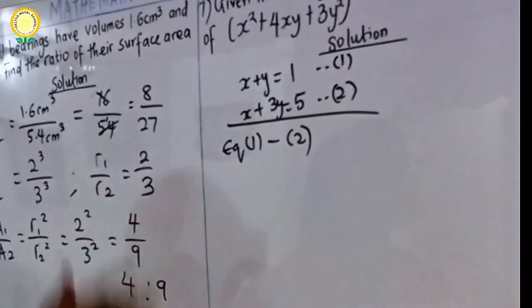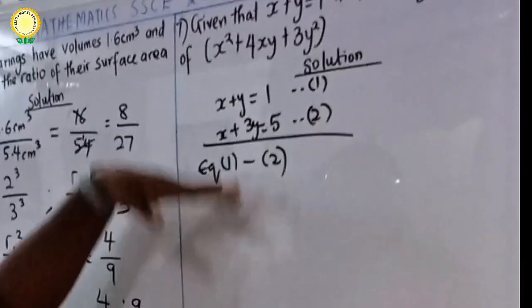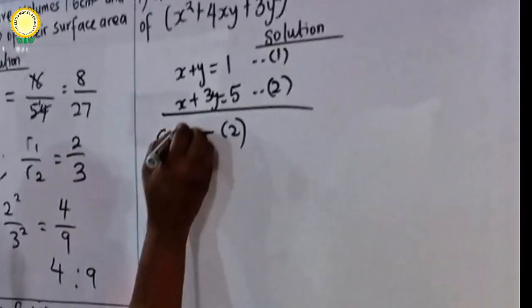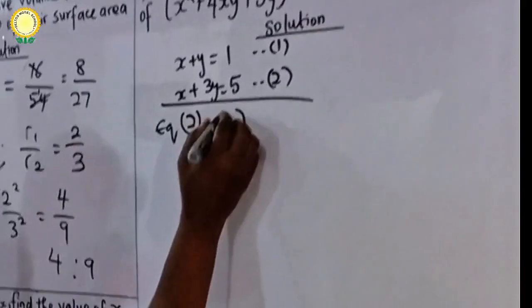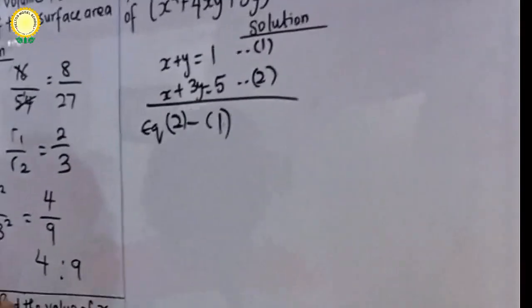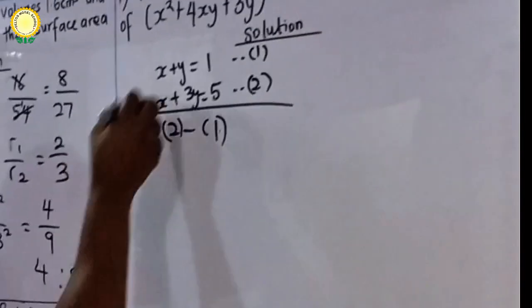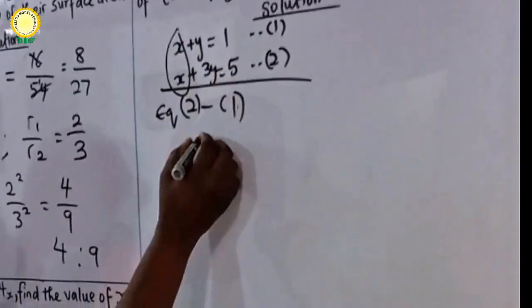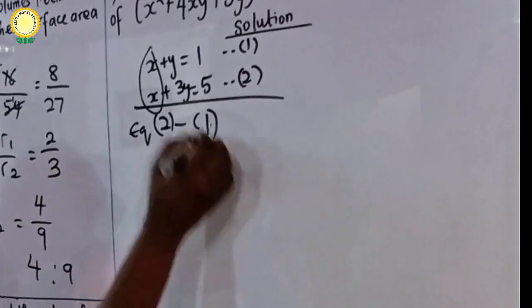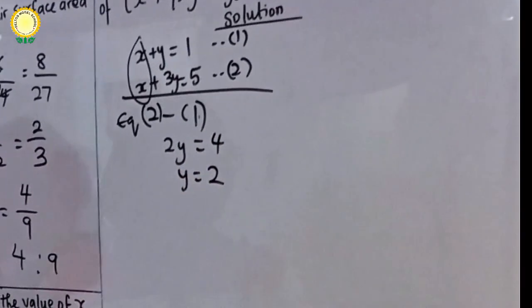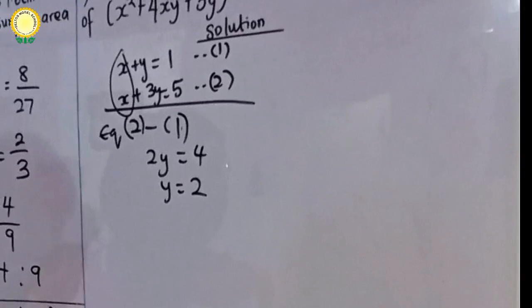So which one should we do? 1 minus 2 or 2 minus 1? I think 2 minus 1 is better because it will help you not to have negative answers. You don't want to deal with negative answers. That will reduce your errors. So let's do 2 minus 1. x minus x is 0, so it goes out. Then we have 3y minus y will be what? 2y. 5 minus 1 will give you what? 4. So y equals 2. That is dividing both sides by 2. We have y equals 2.